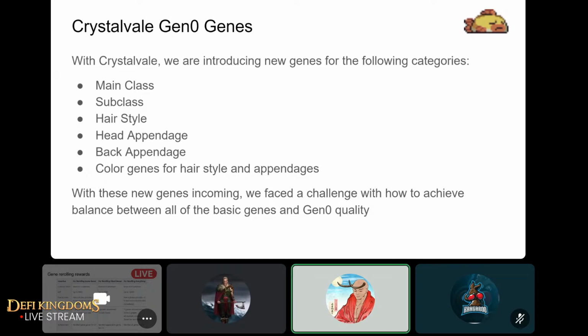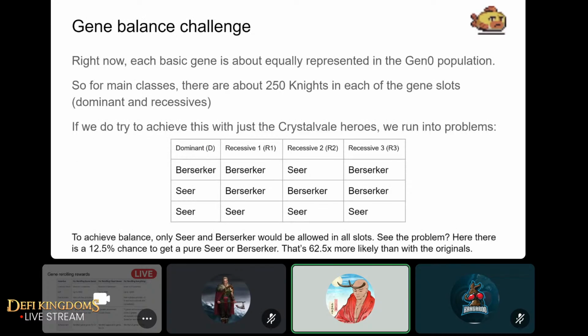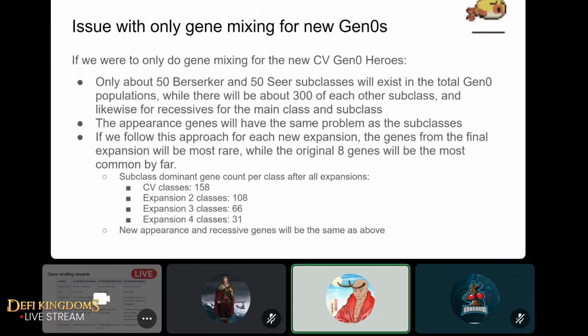Right. As I highlighted, if nobody does the rerolling, then we have this issue where the basic genes are going to become more and more rare relative to the original basic genes. So that does create an imbalance. People might like that because they'll have a rarer gene, but also, if an old Gen0 does a reroll, they could end up with a Berserker or a Seer recessive gene in their main class, and so they could potentially be summoning Berserkers and Seers themselves. So hopefully that also is an incentive. But we really just wanted to make sure that we were pushing for people to do this, because I really want to do as much as we can to resolve this issue and have it be a balanced gene pool.